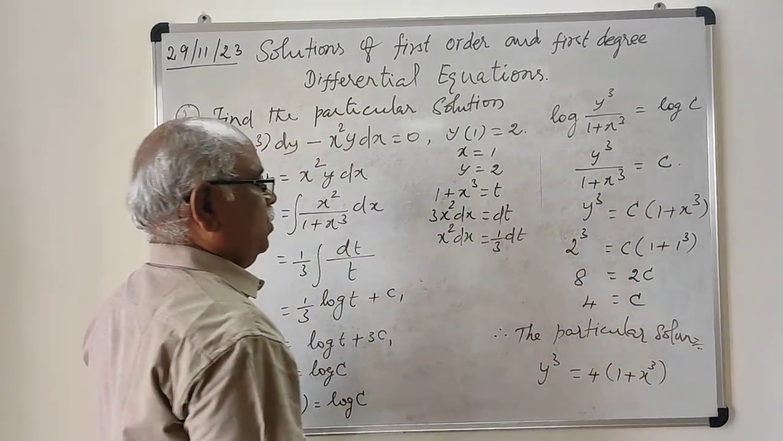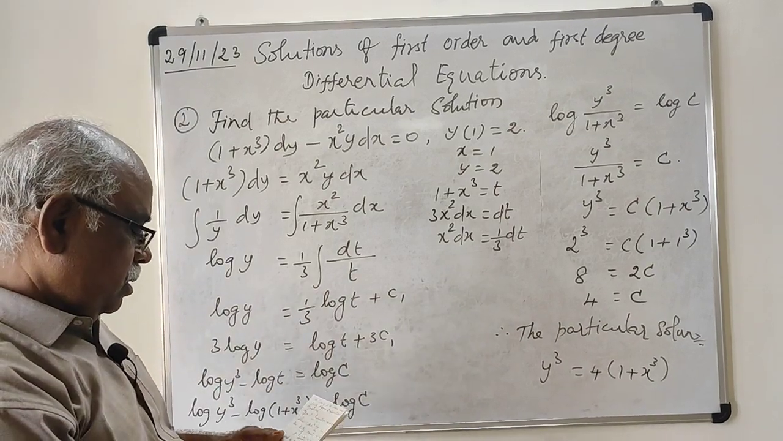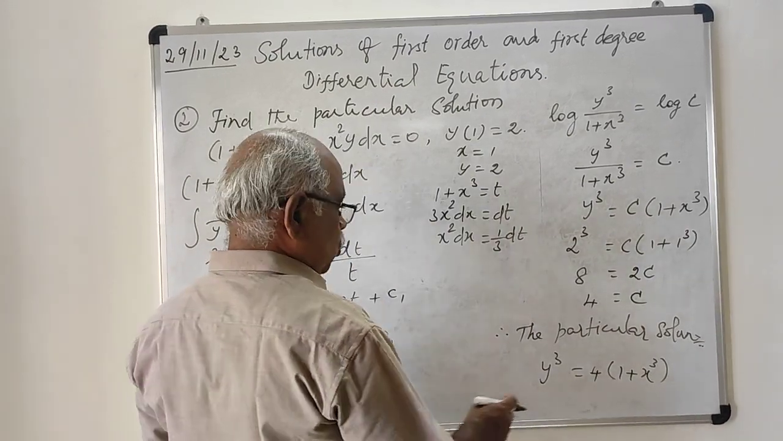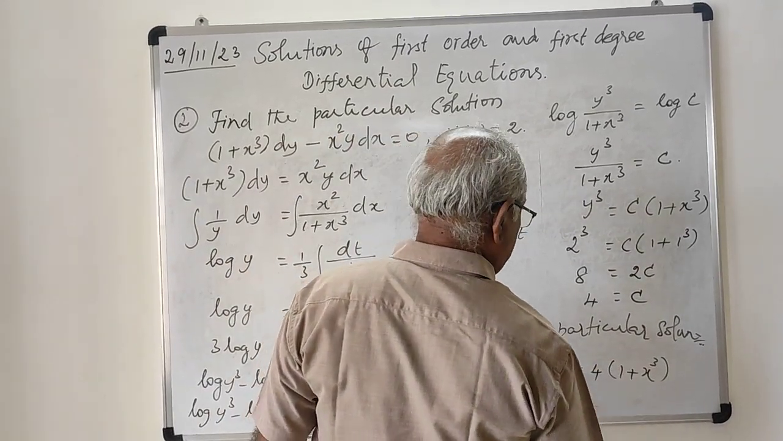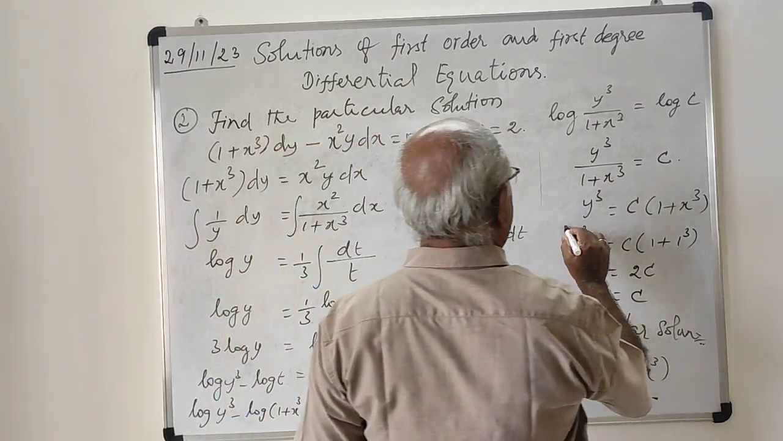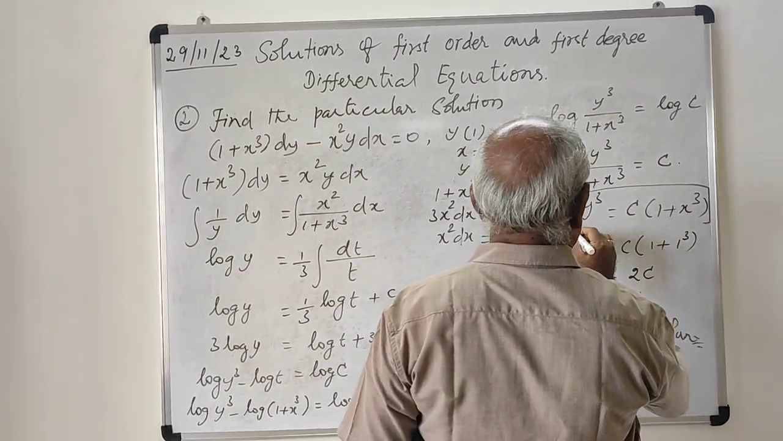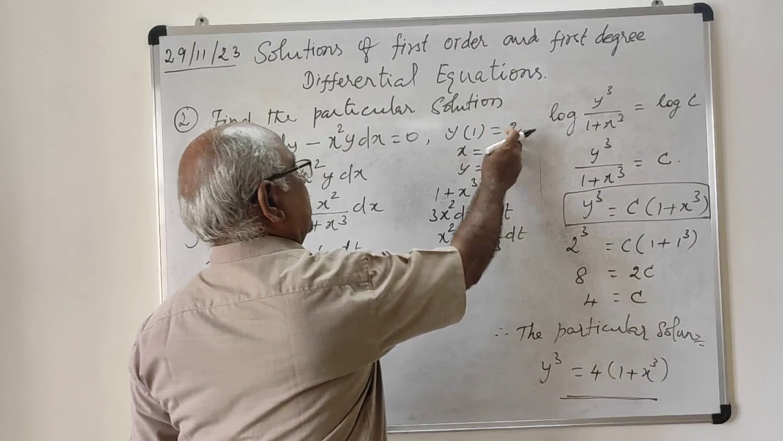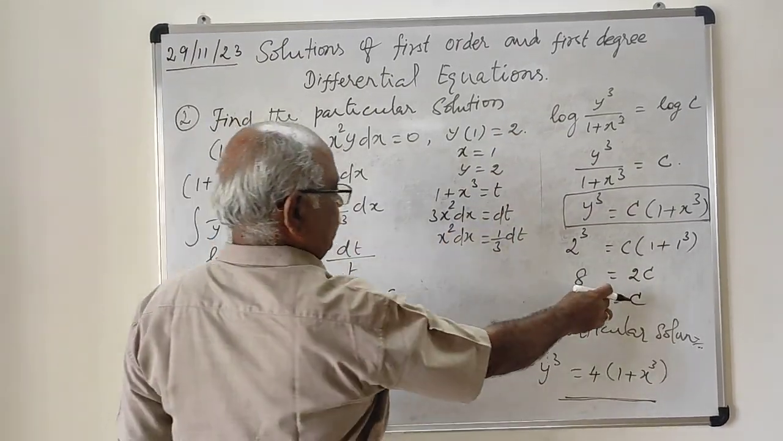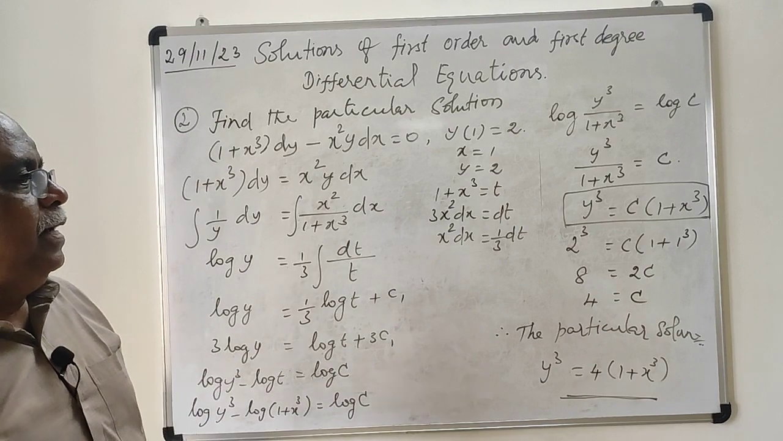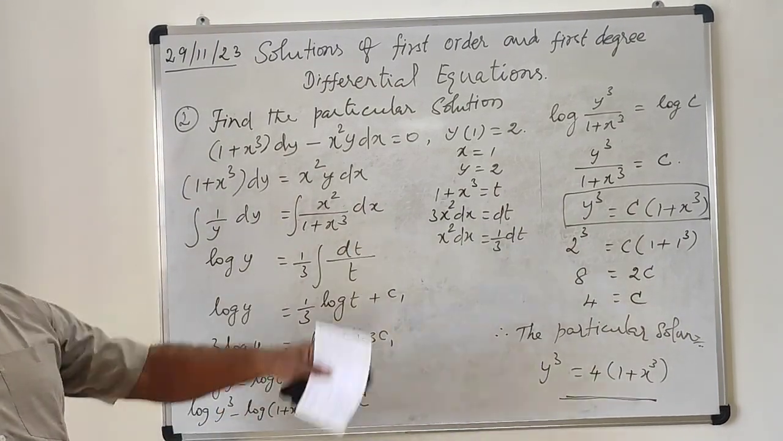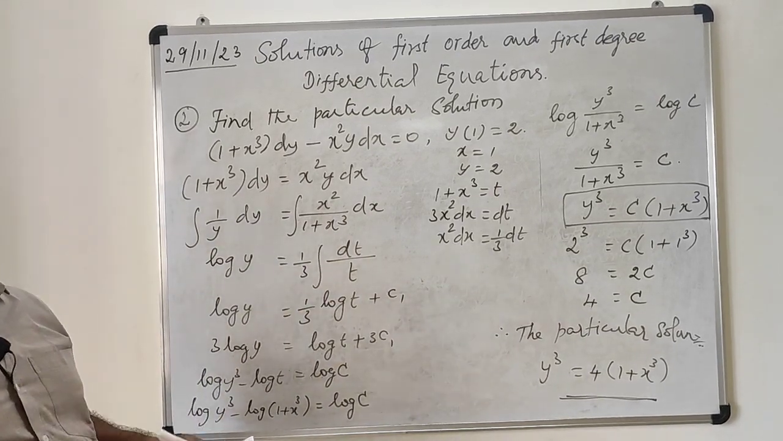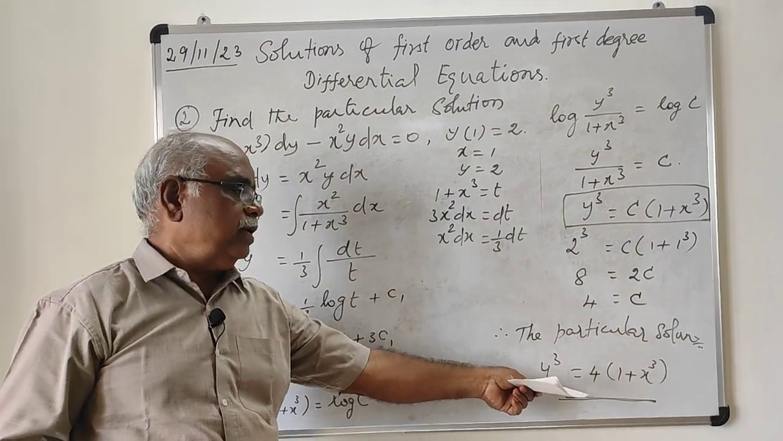That is the required answer. Y cube equal to 4 times of 1 plus x cube is the particular solution for this equation. This is the general solution of this differential equation. In this general solution, you apply the conditions x equal to 1 and y equal to 2. You will get the value of c as 4. After substituting the value of c, you will get the required answer. That's all about the problem. This is the particular solution. From the general solution, we have determined the particular solution.